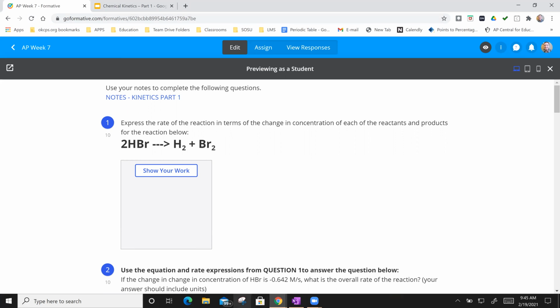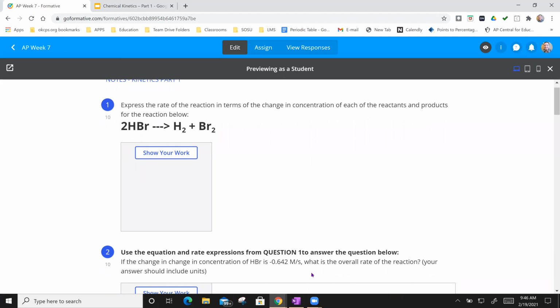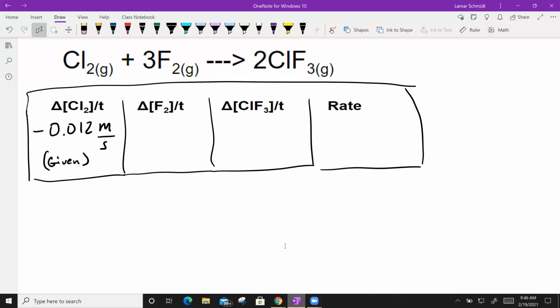Okay, so let's look at some example problems. On number one, I asked you to write the rate of the reaction in terms of the change in concentration of each of the reactants and products. This is something that we went over in class, and so we should be able to do that. As an example, we'll use this equation here. And notice that we have Cl2 plus 3F2 gives us 2ClF3.